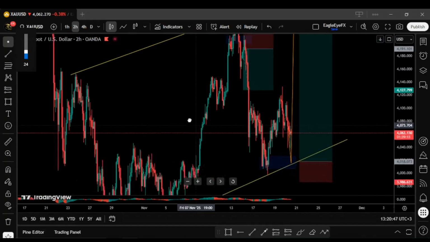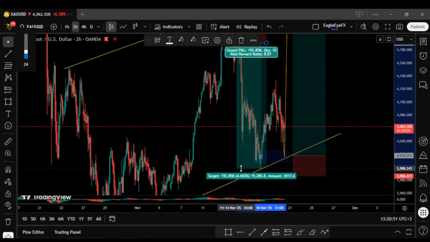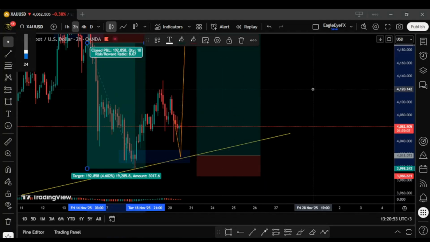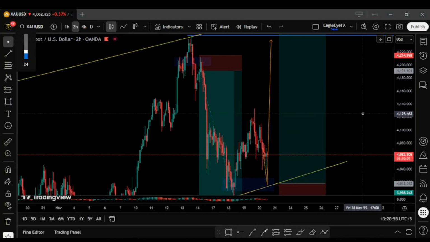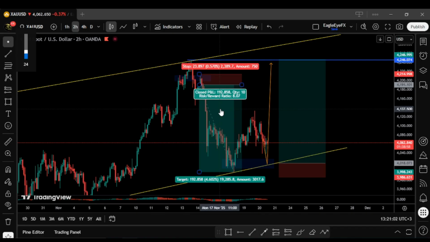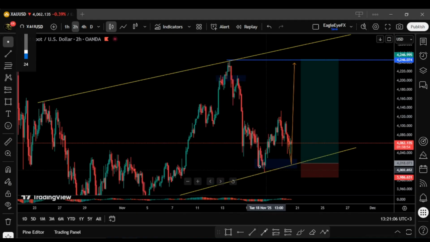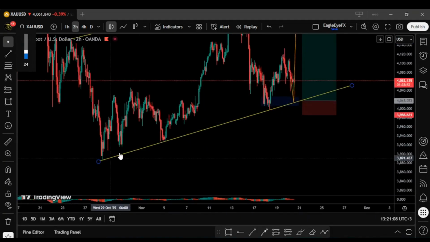This actually happened on Friday, and you can see that it went all the way and played around 8%, right? This is massive. We're looking at almost 1,900 pips, and you can see how it played out. So then you can see that this market is respecting this trend line.